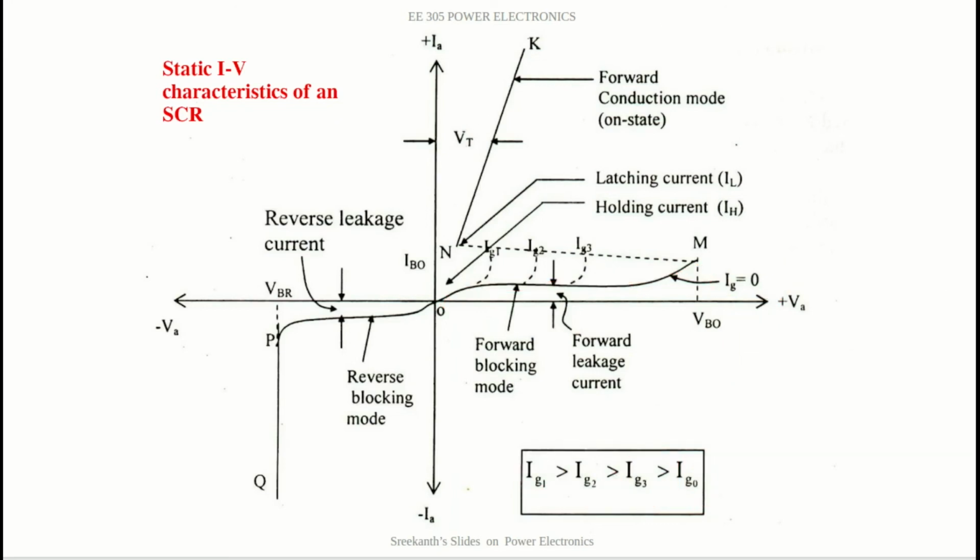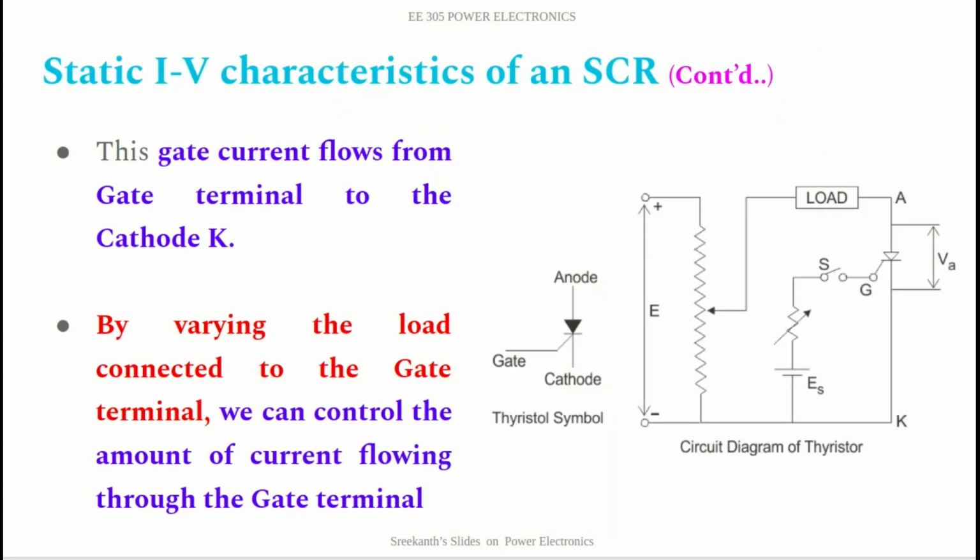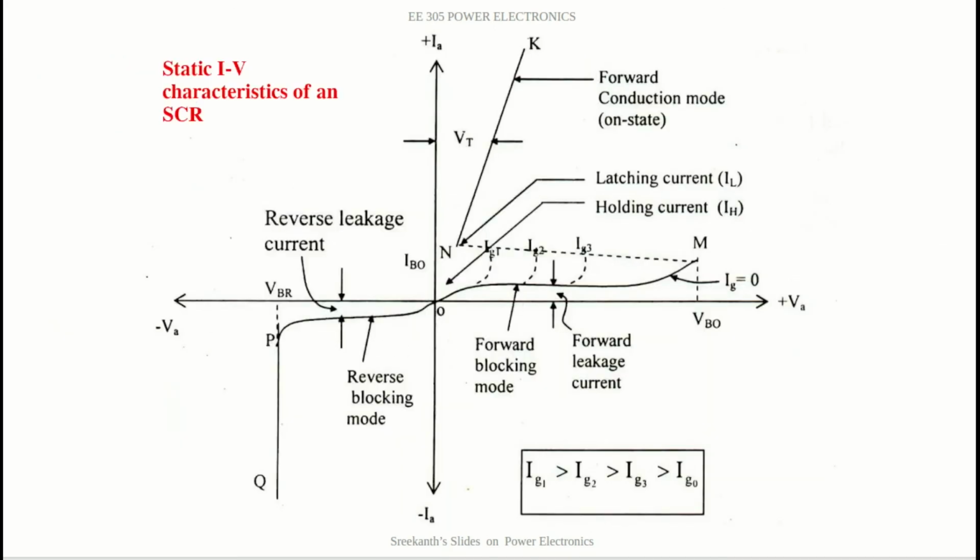If you look at the diagram, we have a variable load here. Now by adjusting this variable load, what will happen? The current that is being sent through the gate terminal can be varied. So by varying this, we can change the current from IG3 to IG2 to IG1. That is what is being done here.